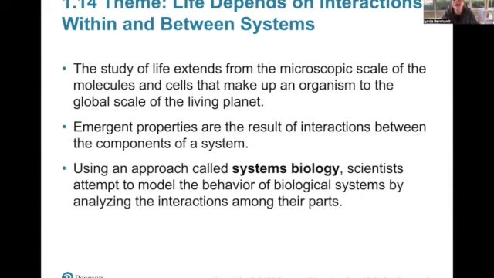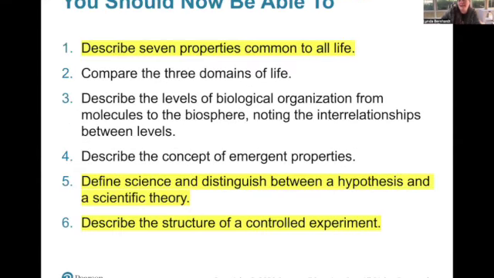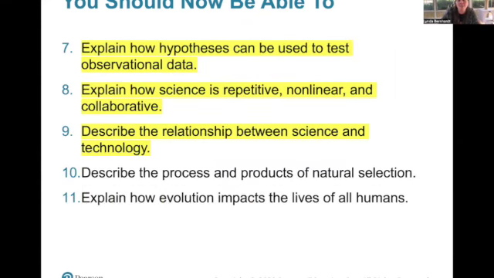emerge. And use an approach that's called systems biology, where scientists are going to try to model the behavior of biological systems in order to analyze stuff. We don't really do that. If I could get the photosynthesis lab to work properly, we kind of do it. I have to see what we've got. And that's it. So the things that are highlighted in yellow, these are the things for Bio 1, 2, 3. And yeah, that's pretty much it.